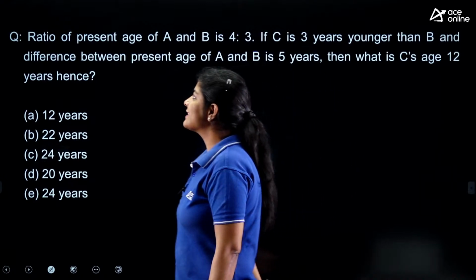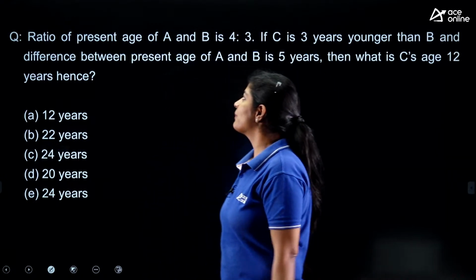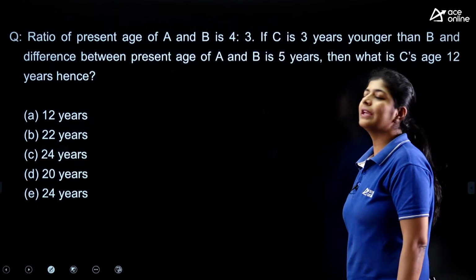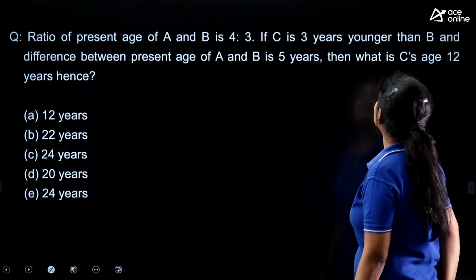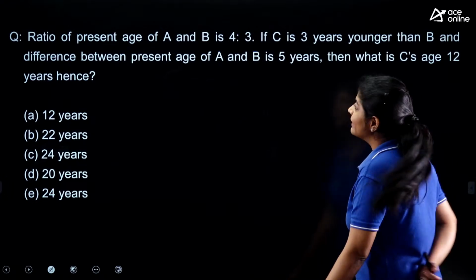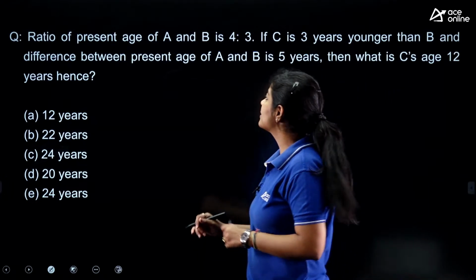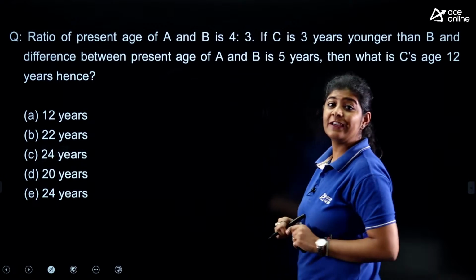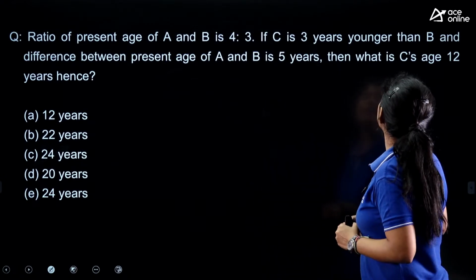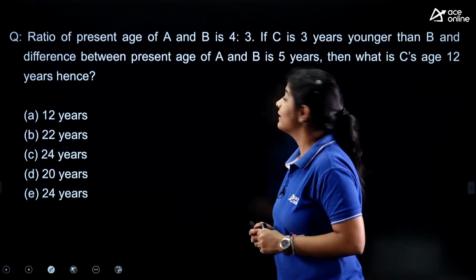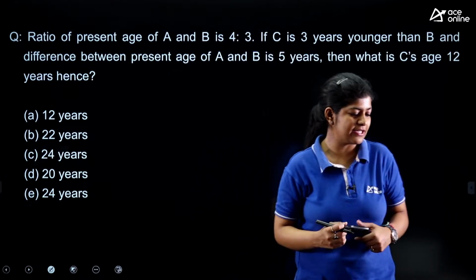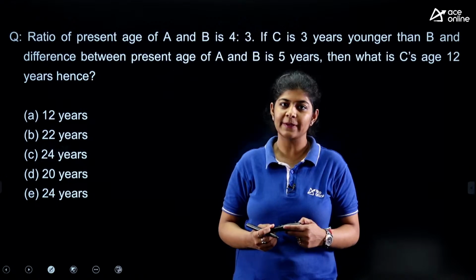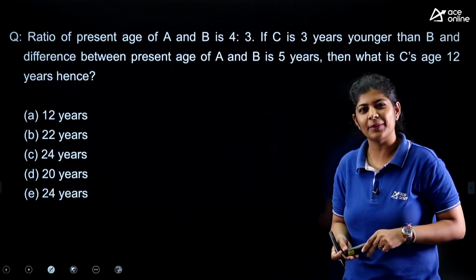So the next question says that the ratio of present ages of A and B is 4:3. If C is 3 years younger than B and the difference between the present ages of A and B is 5 years, then what will be C's age 12 years hence? Again, this is a very easy one. You can easily solve this particular question in just 40 seconds or maybe less than that.